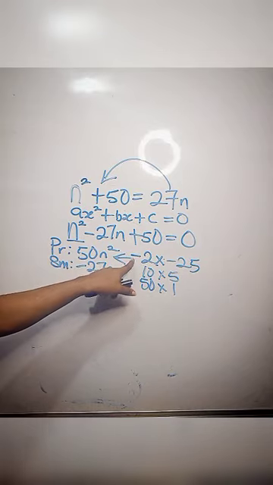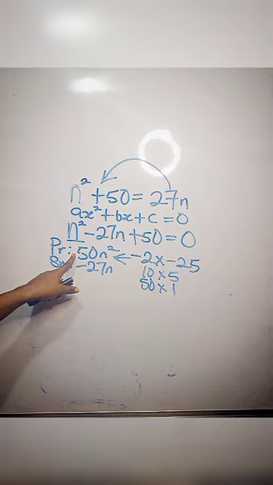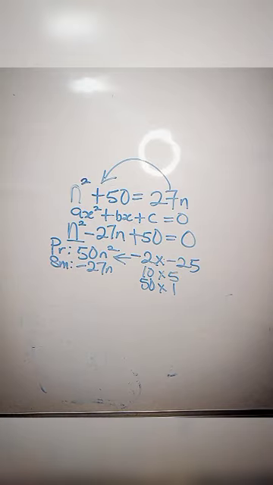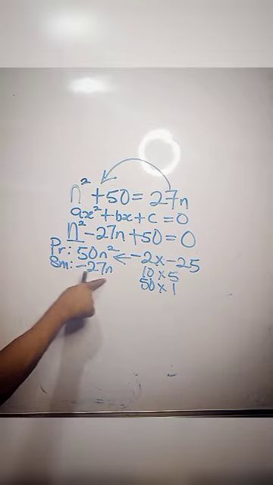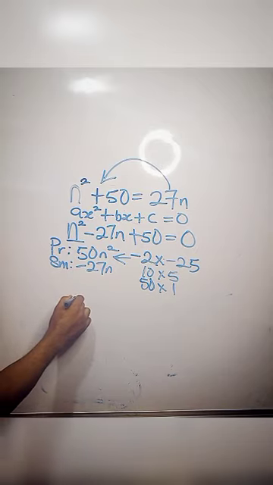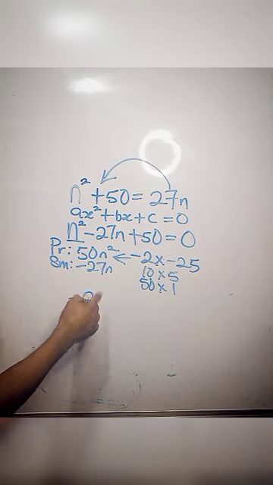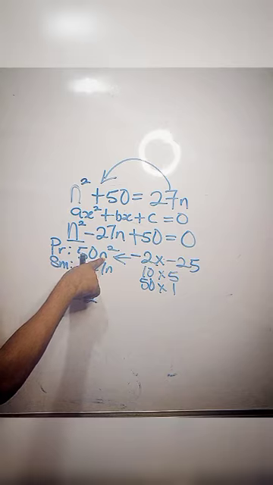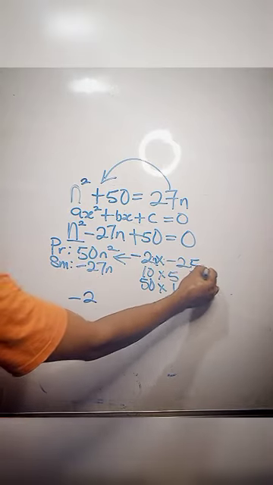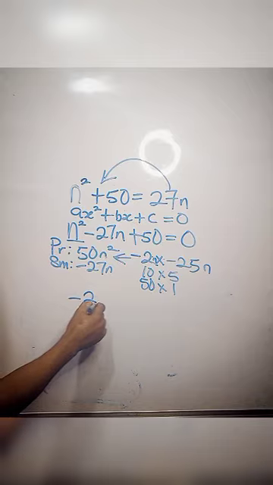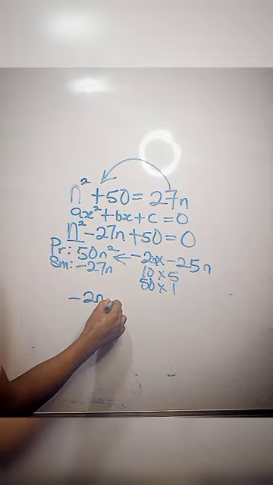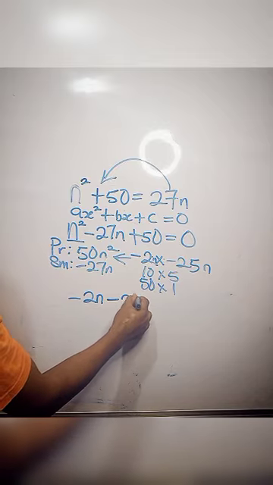Yes, because minus times minus will give me plus, so it will still give me plus 50. You understand that? Plus 50. So my two numbers that, when I add them together, will give me minus 27 are minus 2 and minus 25. Now remember, I have the variable n, so you have to put n here, n here. So n times n is n squared.